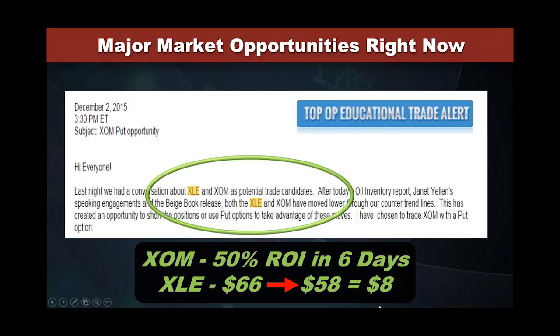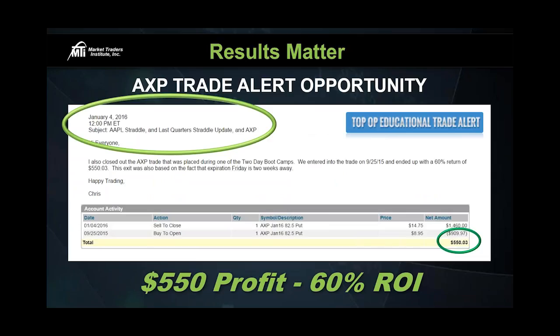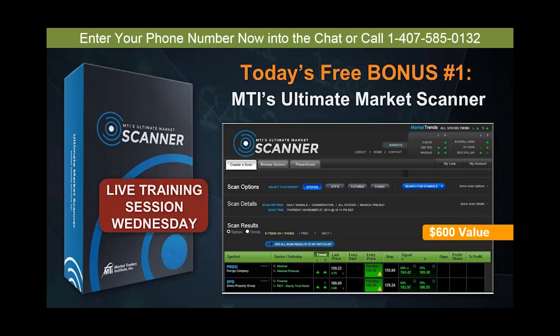One more quick one here before we get into some of the good questions you asked us about pricing and that sort of thing. I'm going to get to that in about another minute or so. Here's another one we sent out about a week or so ago, January 4th. We've closed out our AXP trade. AXP, we made 60% return on investment on that trade. So we have a whole bunch of other examples we can send you. You can ask an education specialist. They'll gladly go over and explain to you. I'll show you some more examples of that as well.